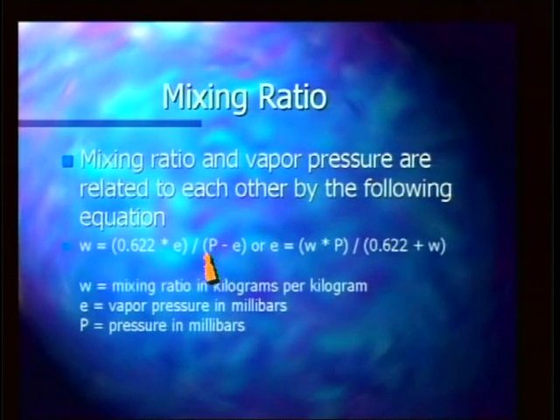We can rearrange this equation to solve for E, where E, the vapor pressure, would be the mixing ratio times pressure divided by 0.622 plus the mixing ratio.